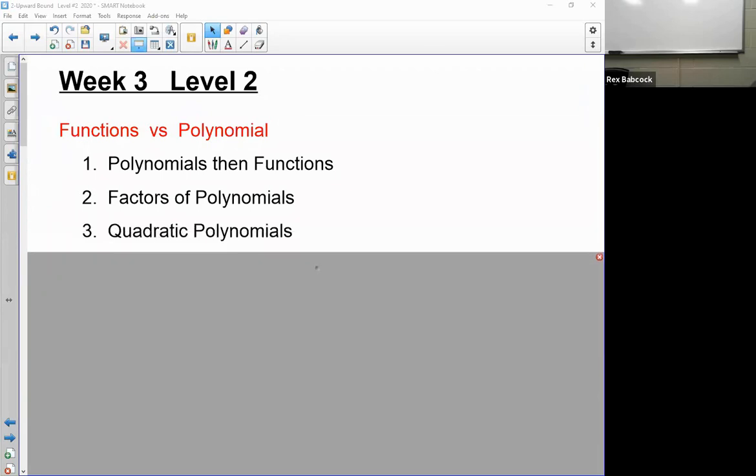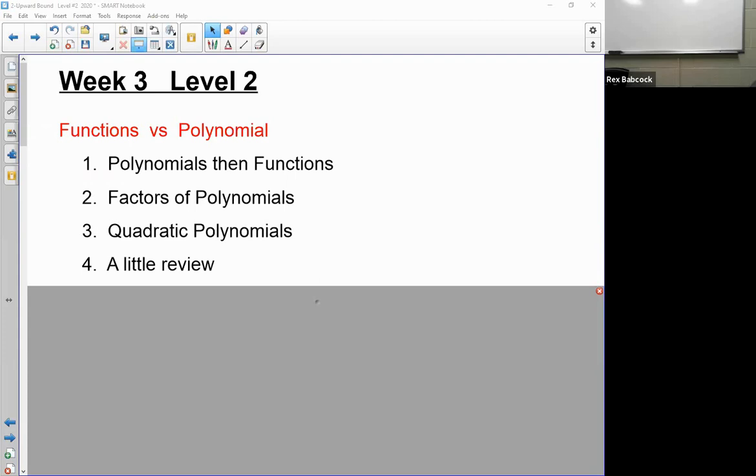Then we'll look at a specific type of polynomial, quadratic polynomials. That means there's a squared term, and what are some common things that we would be asked to do with those in a variety of ways. And then a little review if we have time for the things in the past. So functions versus polynomials. Let's get right into it.